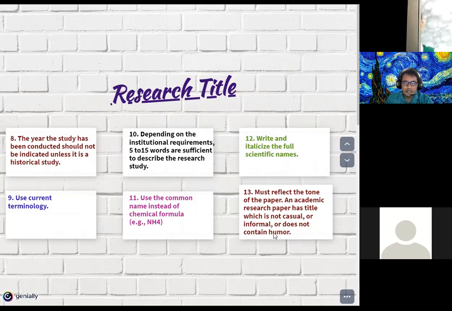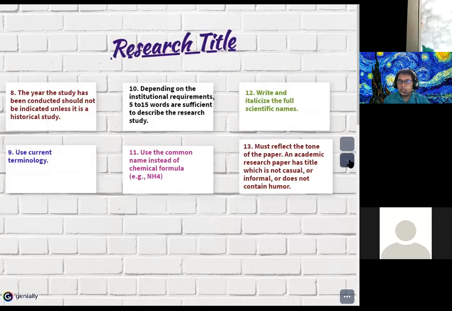Kasi sabi ng iba, para mas madali maintindihan, we should add a bit of humor here. Okay, but not to this kind of academic paper, because this academic paper is formal. So the tone of the paper is formal. No need for you to add or involve humor pagdating sa inyong research title.